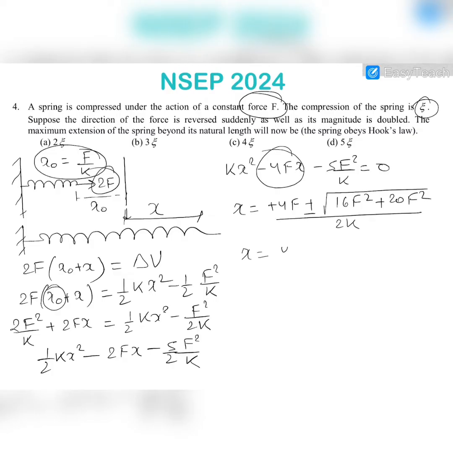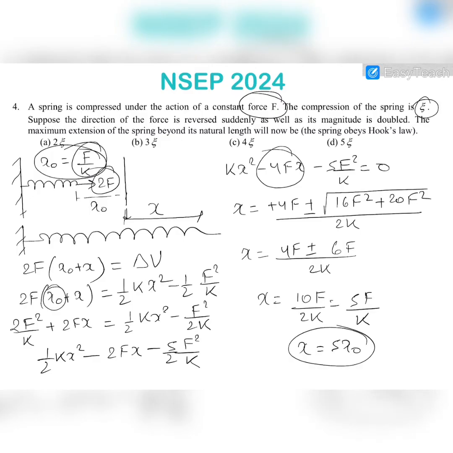So x will be equal to 4F plus minus, this is under root 36, so it would be 6F, divided by 2K. And if we use this positive sign, obviously, because x cannot be negative, this will be 10F by 2K, and hence it is 5F by K, and F by K is x naught, so it is 5x naught, and obviously x naught is this epsilon, so the correct answer is D. Now let us move on to the next question.